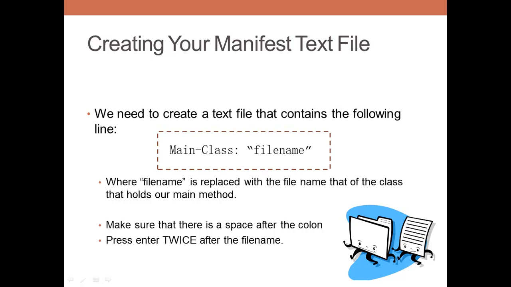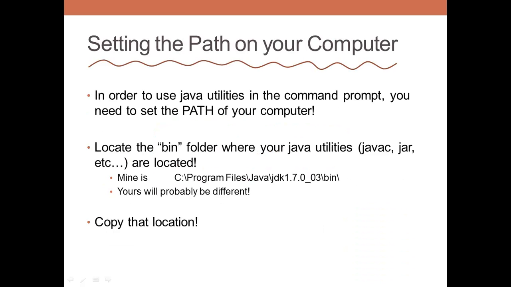Next, we need to create our manifest text file. We need to create a text file that contains the following line: Main-Class: file name. File name will be replaced with the file name of the class that holds our main method. Make sure that you follow all capitalization and punctuation exactly. Put the hyphen between Main and Class and then a colon. Make sure that there is a space after the colon, and then after you've entered the file name, press the enter key twice.